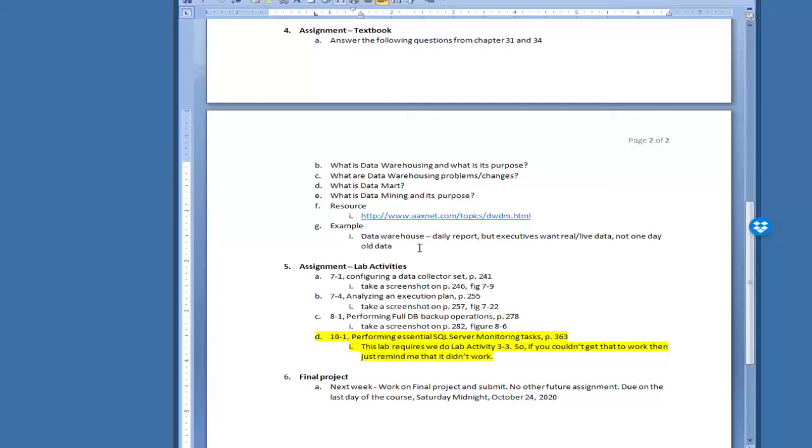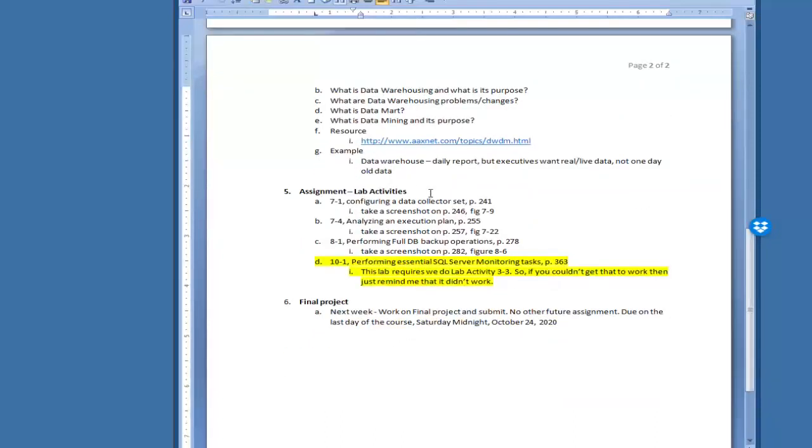But then the problem is it's a day old. It's yesterday's news. While that is a good starting point, a lot of times the executives want the live data or up-to-date data, right? But you can't really do that because as soon as you run the report, it's old. No matter how live it is, as soon as you run it, it's a second late, so it could be changing, right? So they may be complaining that when I run this report, I get different results. Well, because you ran it at a different time. But anyway, that's one example.